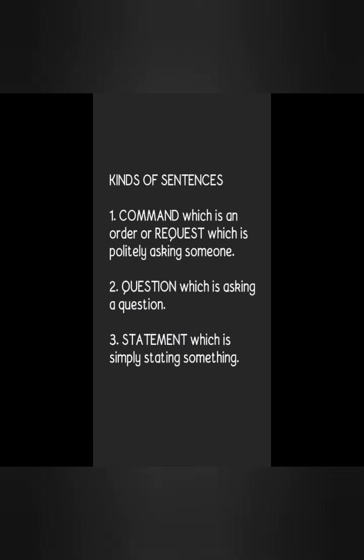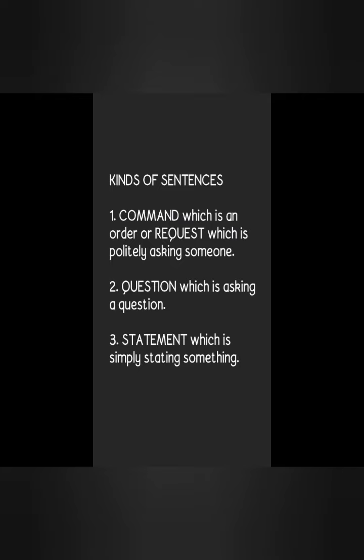So we have done the types of sentences. Command, which is an order. Request, which is politely asking someone. Questions, which is asking a question. Statement, which is simply stating something.